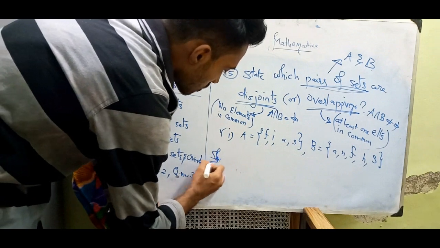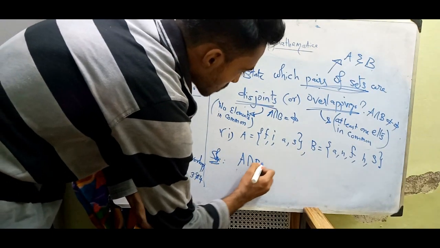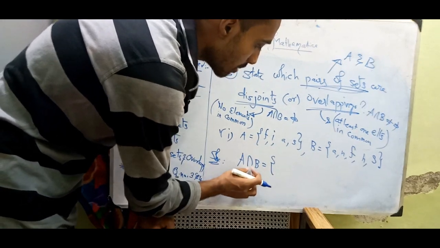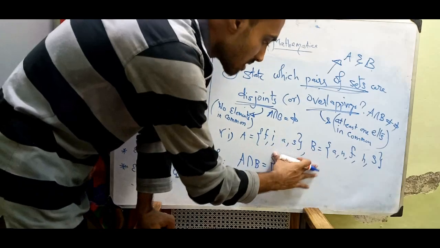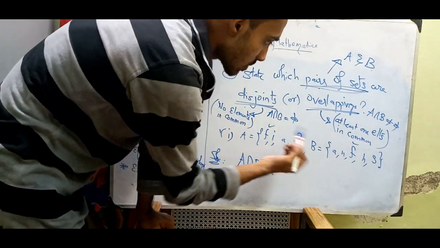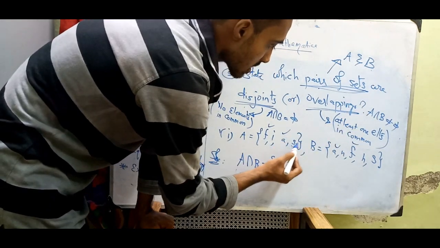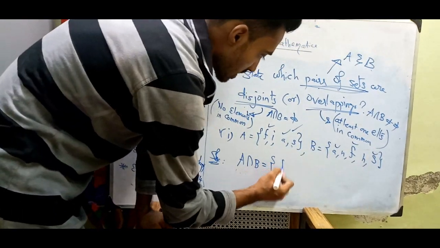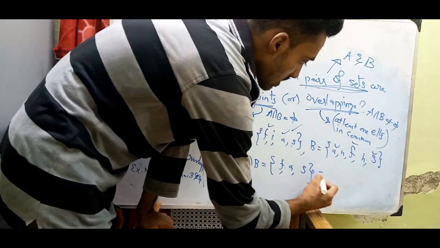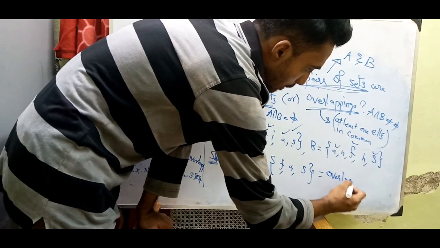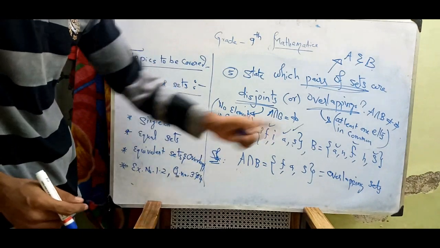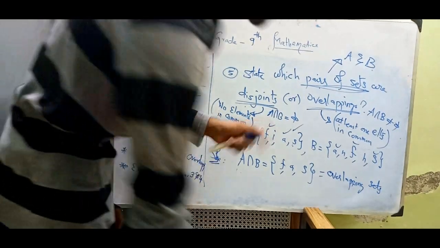So for solution, A intersection B, we used to collect all the common elements in the given sets. So which is a common element here? F, then I is not there, A is there, S is there. So only three common elements, F, A, S. So these are the three elements. So this is called overlapping sets. Okay, so first question is an overlapping set for the given pair of sets.